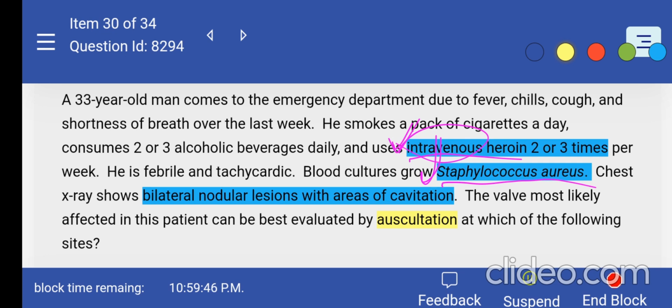Okay, chest X-ray shows bilateral nodular lesions with areas of cavitation. That means bilateral nodular lesions with areas of cavitation. They are showing septic emboli, pulmonary septic emboli, right? Okay. The valve most likely affected in this patient can be best evaluated by auscultation at which of the following sites? They're asking about auscultation points, right?